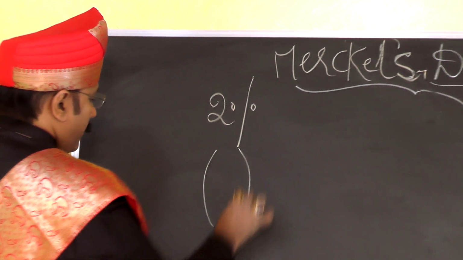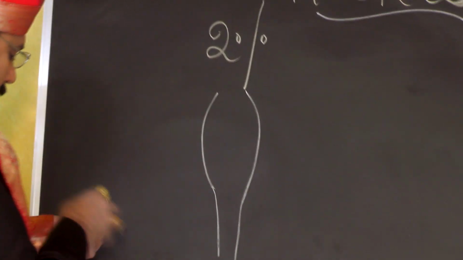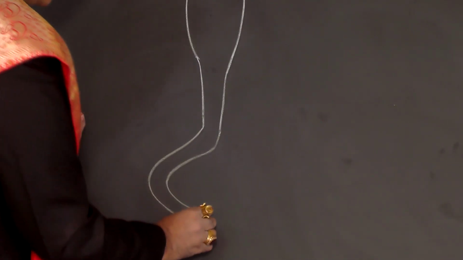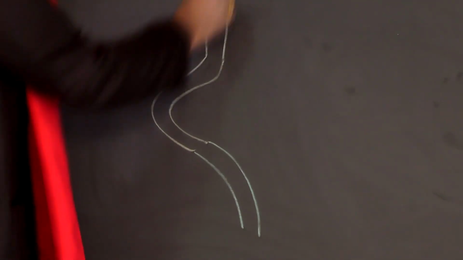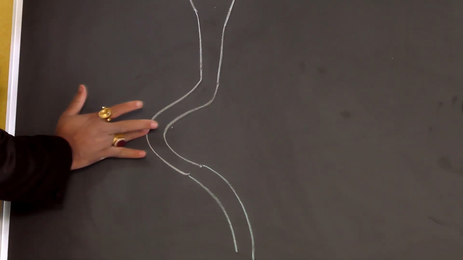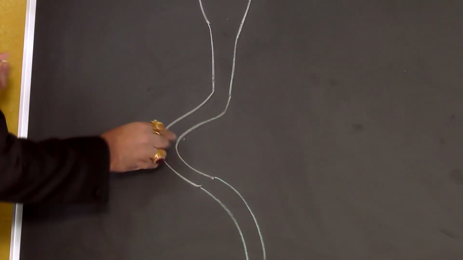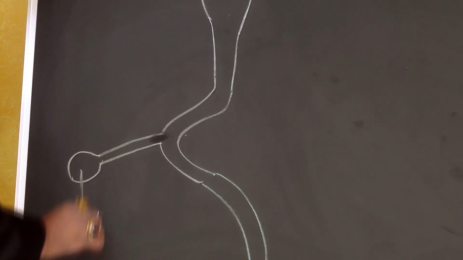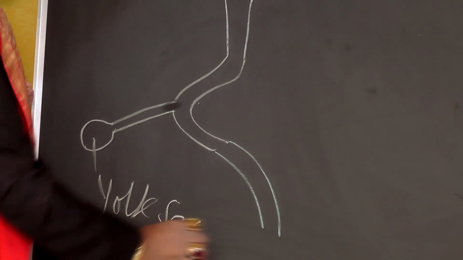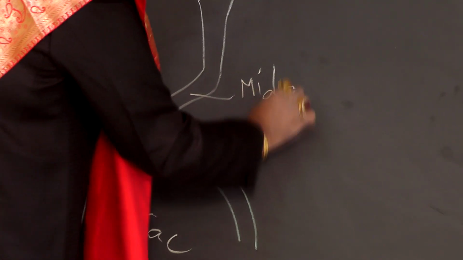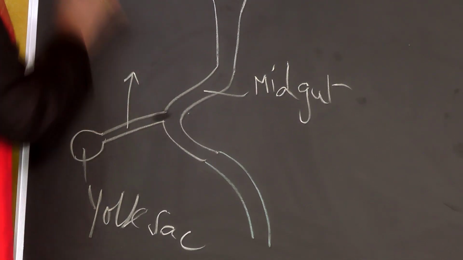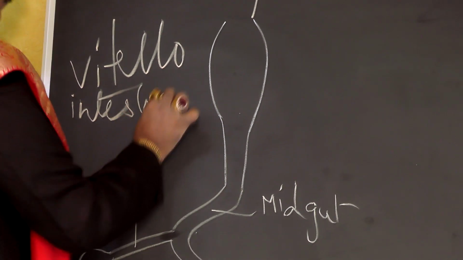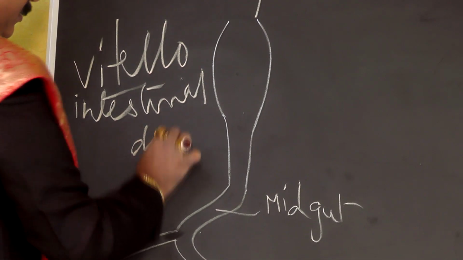Quickly, you just draw one diagram. This is the foregut, right? Now this is the midgut, and this is the hindgut, right? Foregut, midgut, and hindgut. If you see from this midgut, we have a vitelo-intestinal duct, and this is the yolk sac. This is the midgut. Okay. Now what you are having here? The vitelo-intestinal duct.